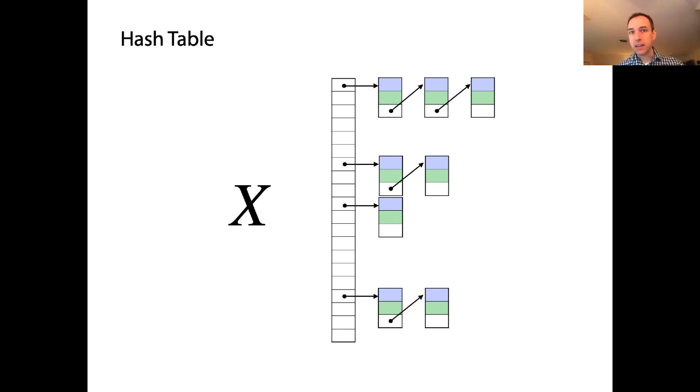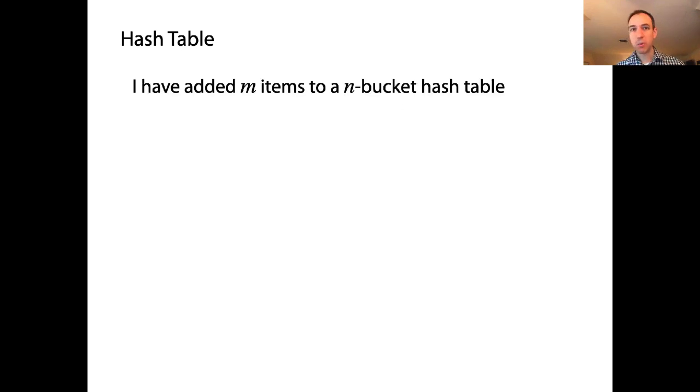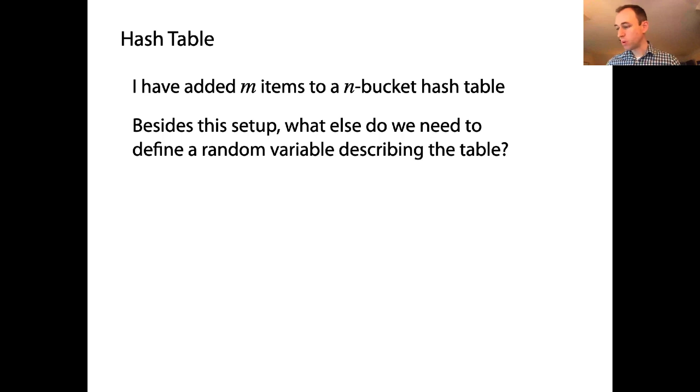But broadly speaking, we know that the scenario we want to be able to answer questions about is, I've added m items to an n bucket hash table, and now I want to characterize what I see in the hash table. We know that we therefore are going to define some random variables. Okay, so besides that setup, what else do we need in order to define the random variables describing the table? Well, broadly speaking, the table has a sample space, right? We need to define what's the sample space, omega.